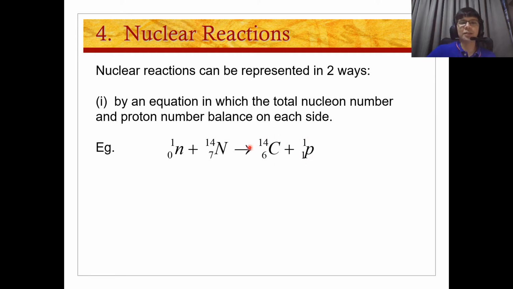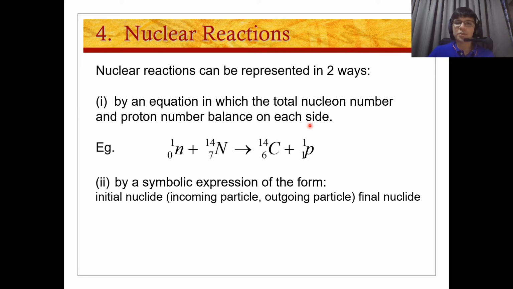So if you take a look here, you can start to get a hint of what we will be doing in the rest of this topic. Basically, we'll be checking out the conservation laws for nuclear reactions. There's actually also an alternative way of noting nuclear reactions, called the symbolic expression form, and it looks like this, where we first have the initial nuclide, the incoming particle in brackets, followed by the outgoing particle, and the final nuclide that has been transformed.